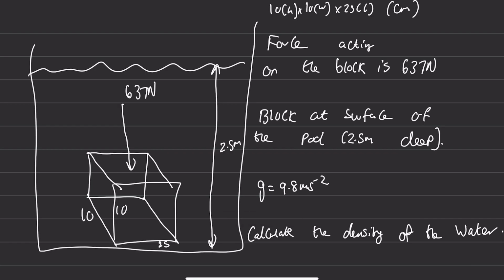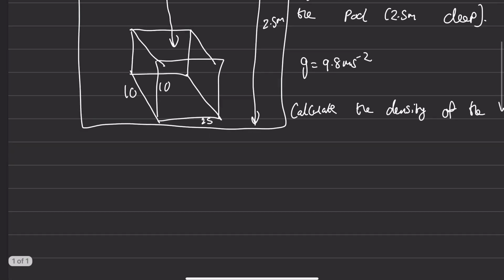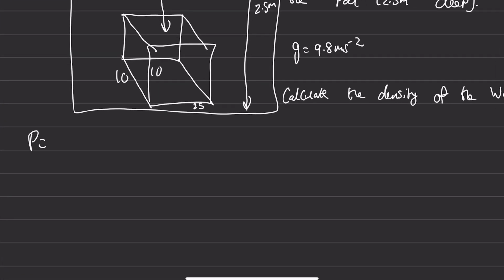So 10, 10, 25. Now, we need to find the density of the water, but we need to use a system of equations to relate that. What do we know? We can find the pressure, which is force over area. But that's not going to help us find the density of the liquid. So we might need to use another equation, like a two-step problem, to solve this.